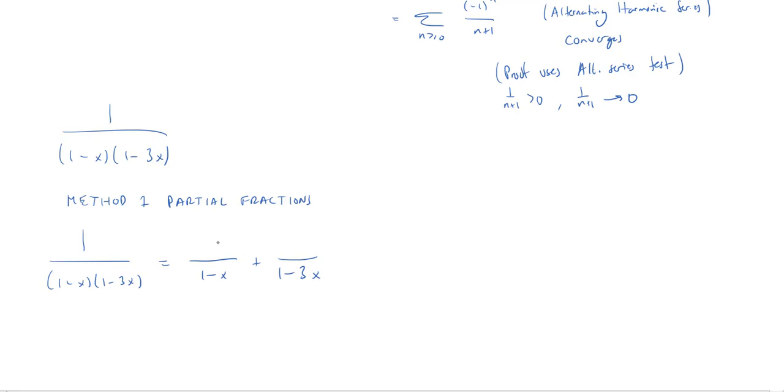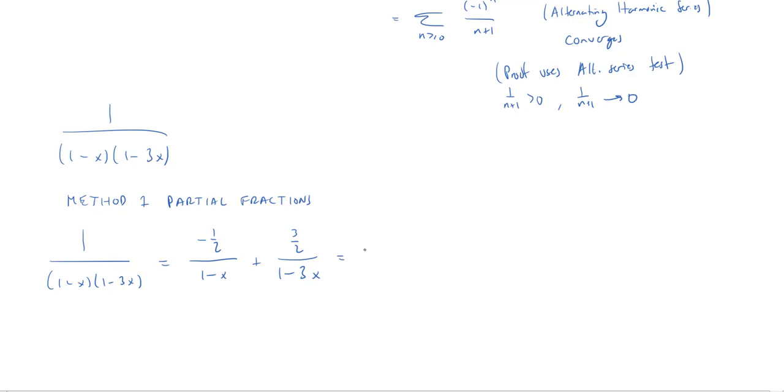And to get this first something, I'm going to go back over here, cover up 1 minus x, and let x equal 1. So I get 1 over 1 minus 3. 1 minus 3 is negative 2, so this is negative 1 half. And then to get this one, I need to let x equal, let's see, 1 third, but I cover up the 1 minus 3x. So 1 minus 1 third is 2 thirds. 1 over 2 thirds is 3 halves.